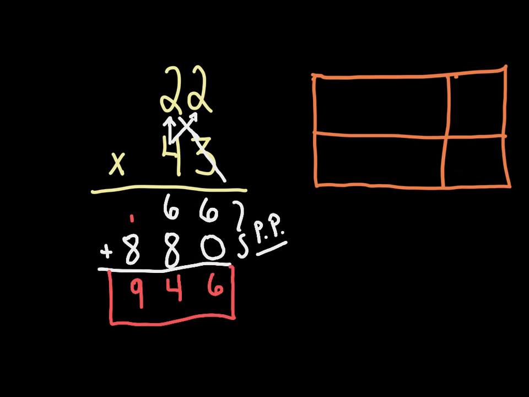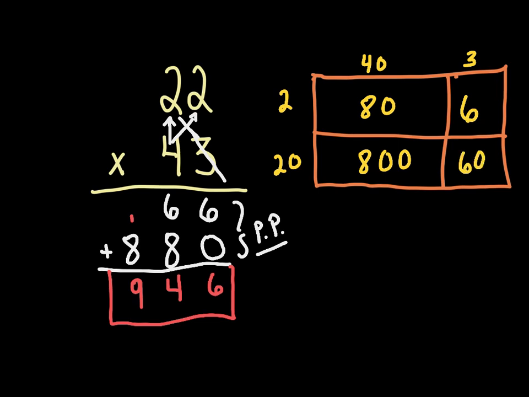Now let's try it using the area model. So right up here, we've got 2, and then we've got 20. Then we have 40 and we have 3, because we're splitting up the numbers and we're going to multiply them across from each other. So 40 times 2 is 80. 40 times 20, well, 4 times 2 is 8 with the 2 zeros. Then we do 2 times 3 is 6. And 20 times 3 is 60. 2 times 3 is 6, and you add your 0.